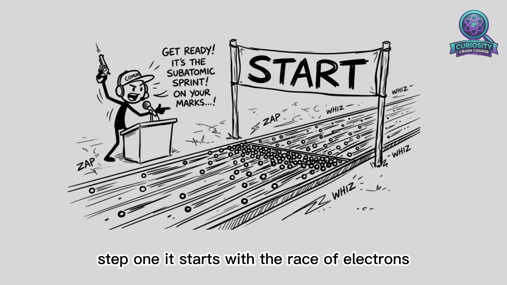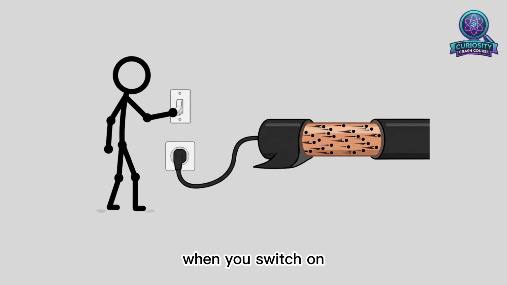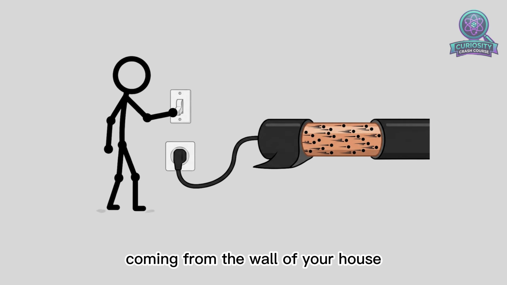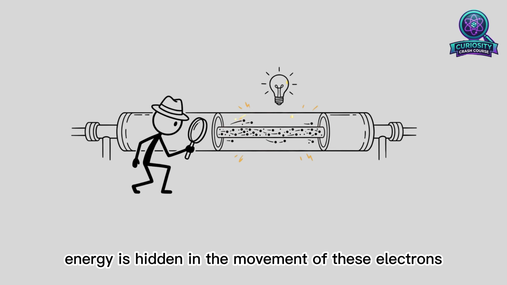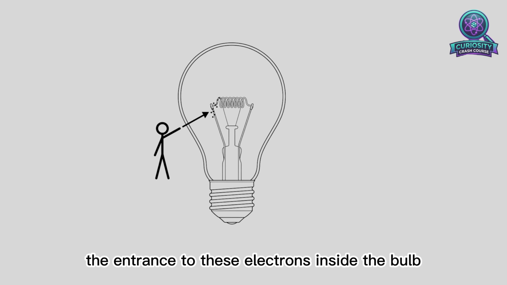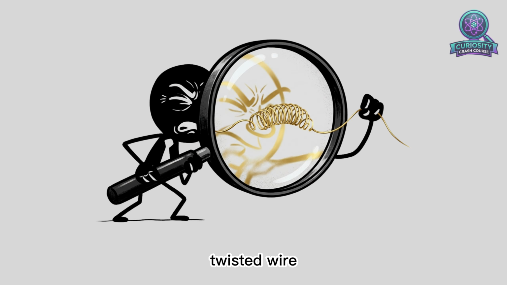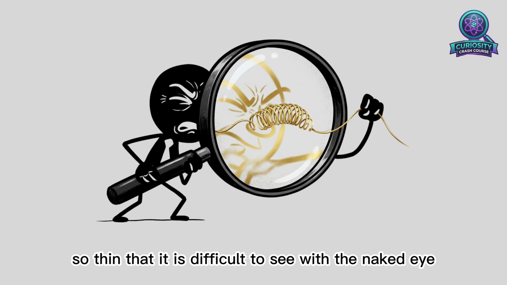Step 1. It starts with the race of electrons. When you switch on, very small particles called electrons start running through the electrical wire coming from the wall of your house. Energy is hidden in the movement of these electrons. The entrance to these electrons inside the bulb is the filament. It is a very thin, twisted wire, so thin that it is difficult to see with the naked eye.